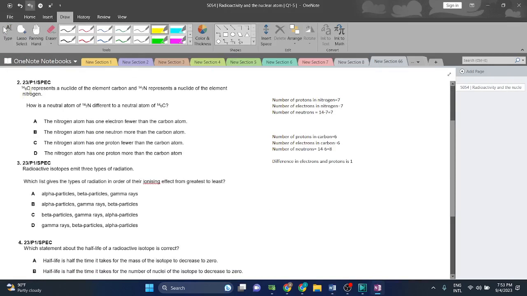Question 2. Carbon-14 (carbon 6, 14) represents a nuclide of the element carbon, and nitrogen-14 (nitrogen 7, 14) represents a nuclide of the element nitrogen, right? So, how is a neutral atom of nitrogen-14 different from a neutral atom of carbon-14?